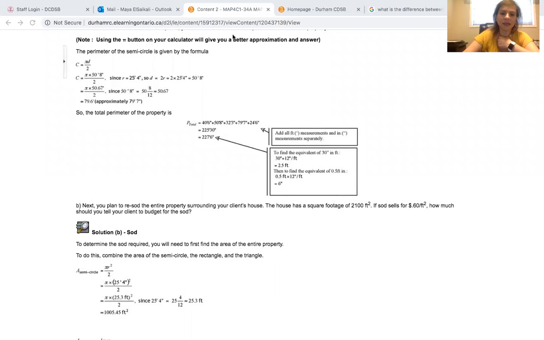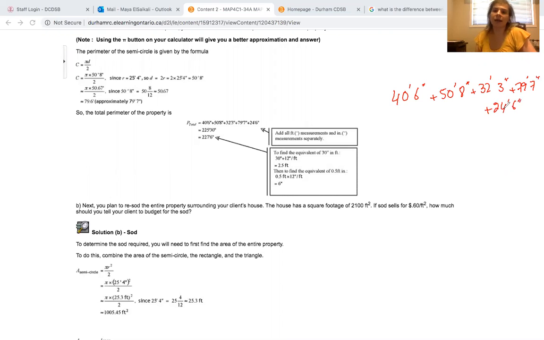So what they did here is now they're adding all of them together. So you're adding 40 plus 50 feet and 8 inches plus 32 feet and 3 inches plus 79 and 7 plus 24 feet and 6 inches.